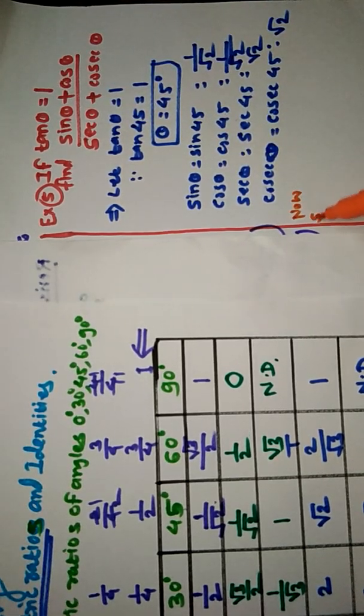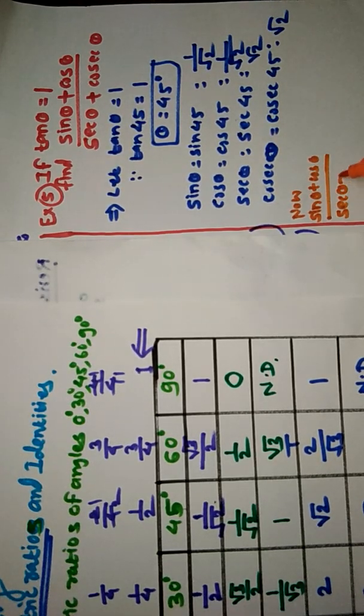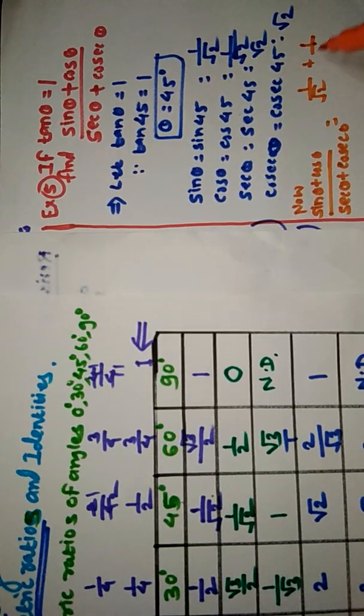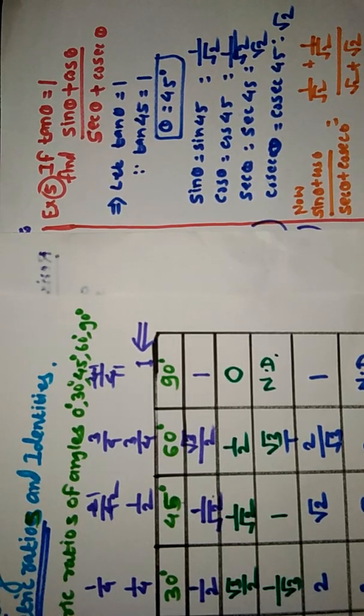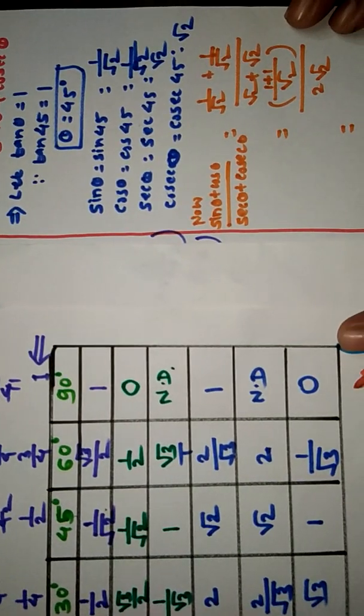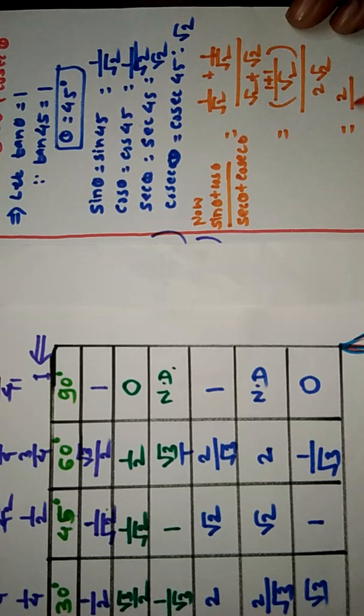Now sin theta plus cos theta upon sec theta plus cosec theta. Substitute these values: 1 upon root 2 plus 1 upon root 2, divided by root 2 plus root 2. Here 1 plus 1 is 2, and root 2 plus root 2 is 2 times root 2. Write down 2 upon root 2, upon 2 root 2.